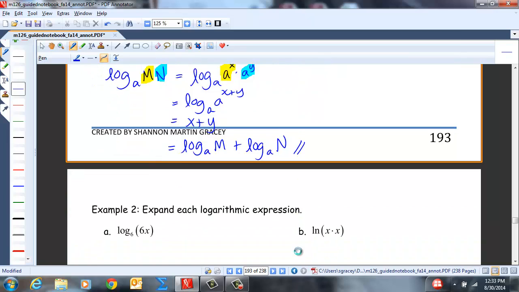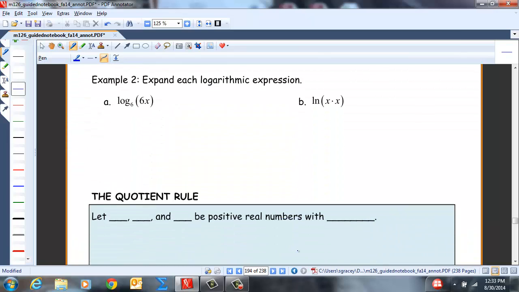Okay, so let's expand each of these logarithmic expressions. If you want to pause the movie, go ahead and do so, and then you can check and see how you did. All right, let's see how you did. This will be equivalent to, we have a product in this log, so we'll have log base 6 of 6 plus log base 6 of x. Now, what can we do? What is log, the power to which we raise 6 to get 6? Great, that's 1. And then we still have log base 6 of x here.